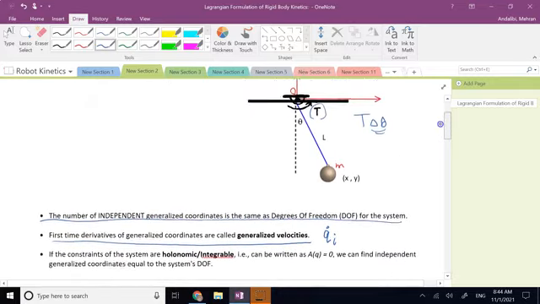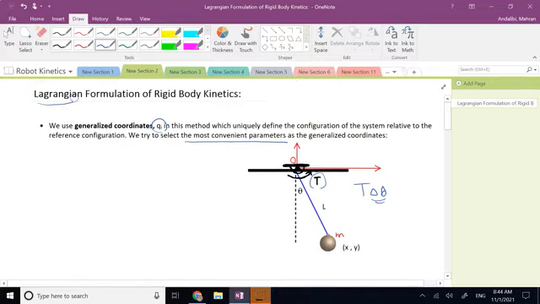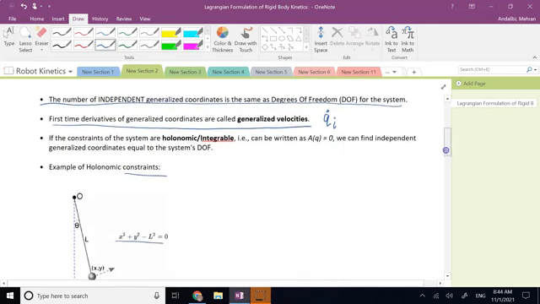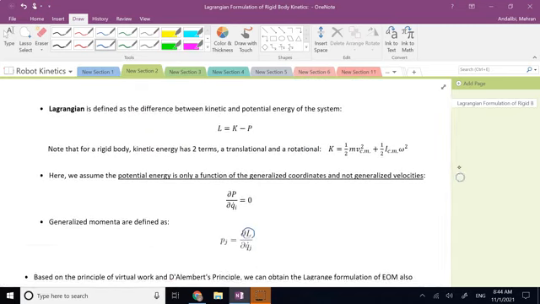So what is Lagrangian? Because this method, as you clearly see, is called Lagrangian formulation. So in here, we need to form a term called Lagrangian. What is Lagrangian? It is defined as the difference between kinetic and potential energy. So K is the kinetic energy of the whole system, and P is the potential energy of the whole system.